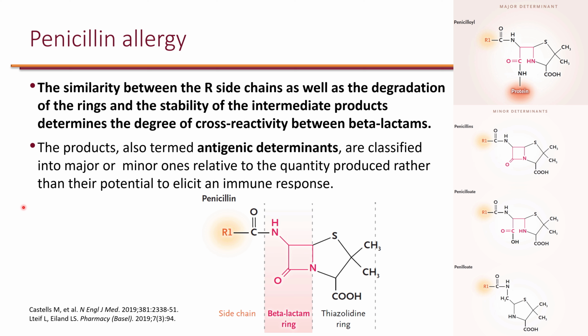When we look at the structure of penicillins, of course, there is the beta-lactam ring. For penicillin, there's also a second ring fused to the beta-lactam ring. But more importantly, there is a side chain. There is an R1 side chain, and depending on which penicillin, the R1 side chain will be different. And when metabolized, essentially you're going to have all these byproducts that are labeled as major determinant or minor determinant. And it is thought that the similarity between the R side chain as well as the degradation of the ring and the stability of the intermediate products determine the degree of cross-reactivity between beta-lactams.